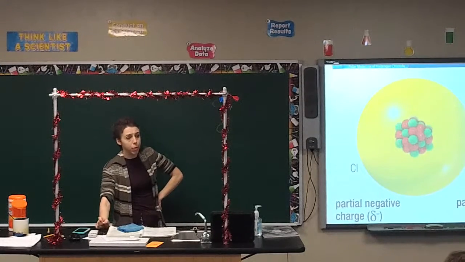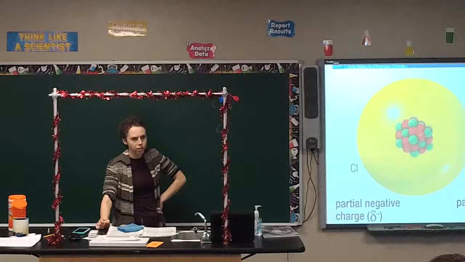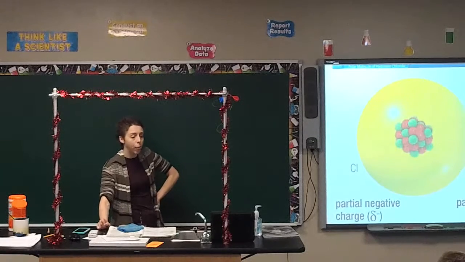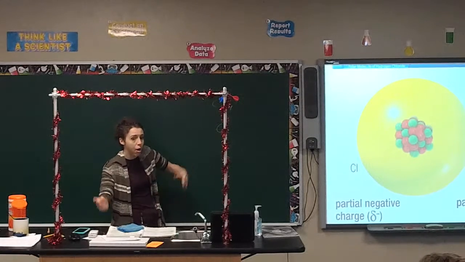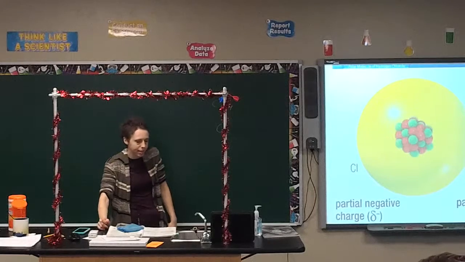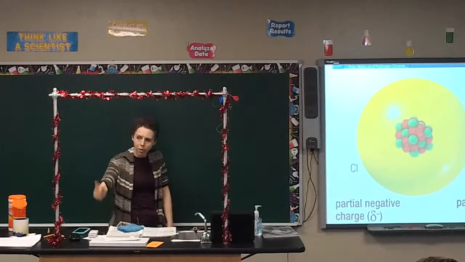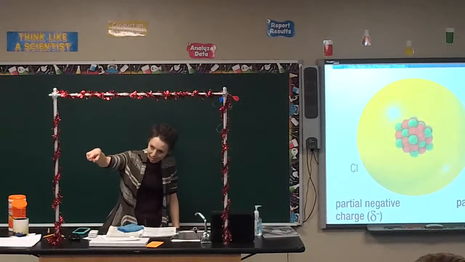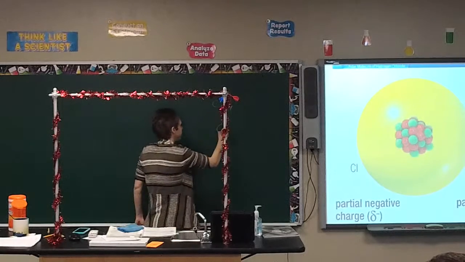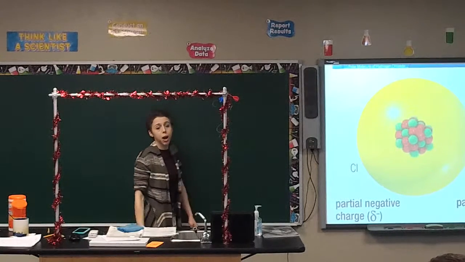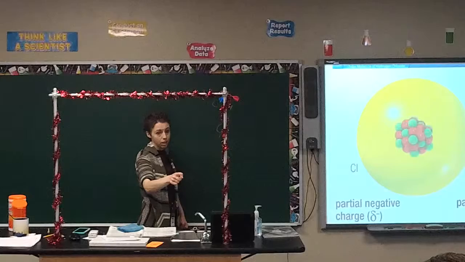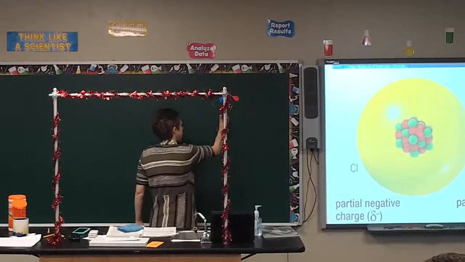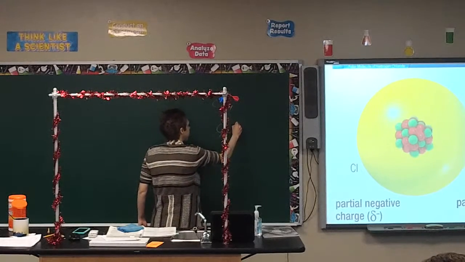Octet rule. So, keep in mind, you can't just pull electrons out of nowhere. You have to look to see, okay, how many electrons do I have starting off with, and how will they bond so that everybody's happy and everybody's satisfied. So, carbon starts off with how many? 4. So carbon starts off with 4 electrons. Hydrogen starts off with how many? 1. Good job.